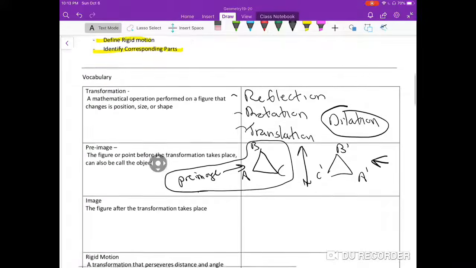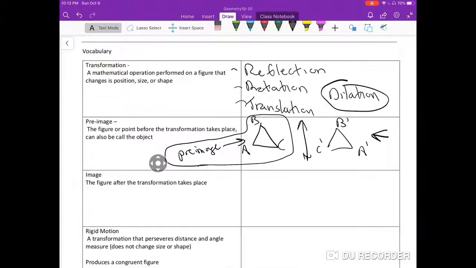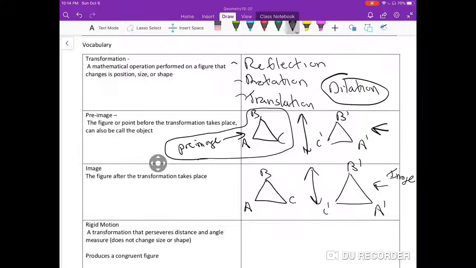All right. So if I use that same example for the next vocabulary word, image, that's the figure after the transformation takes place. So again, if I have the same picture, A, B, C, and I reflect it over this line, which is something that we'll talk about in video 3, how to do reflections and what that really means, that means this figure is going to be the image because it's what happens afterwards. When we do some graphs and some actual reflections and rotations, you'll start to see what this actually looks like in a question.